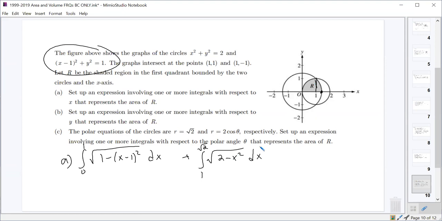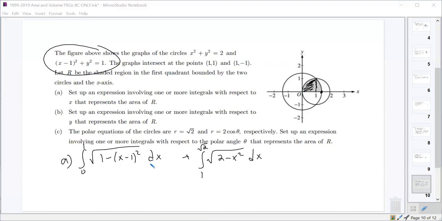Everybody good there with A? Hopefully. And if you didn't write out the integral for the first one, you could have just gone in and found the area of a quarter of a circle with a radius of 1 and said that's 1/4 pi, and you could have done pi over 4 plus this other, and that would have been good too. And that would have been fine.